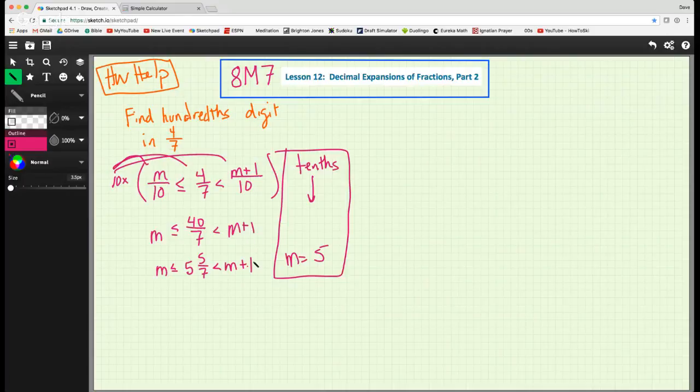Now let's find our hundredths digit. Okay, so we know we're going to come back up here and we'll say 5/10 plus, and now we're going to find our hundredths digit.